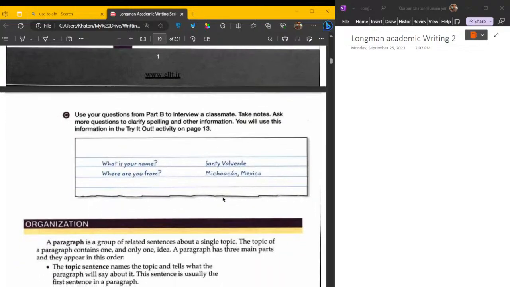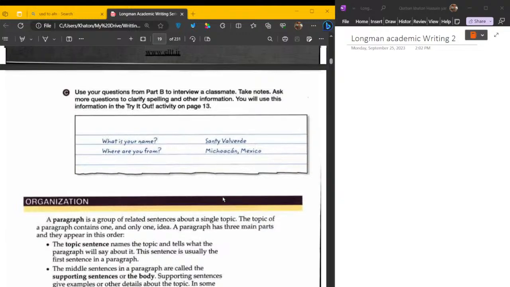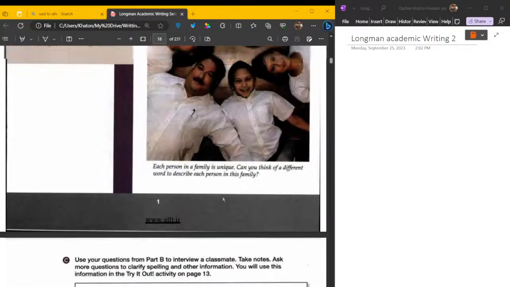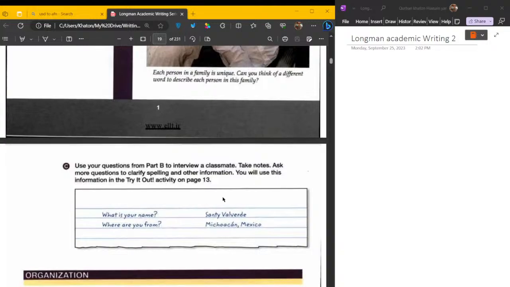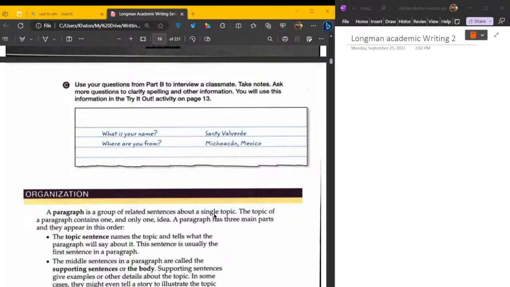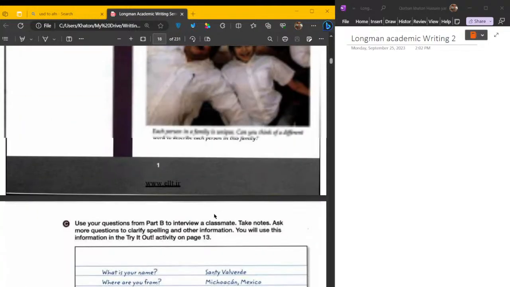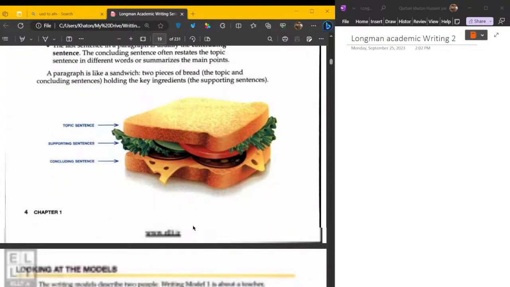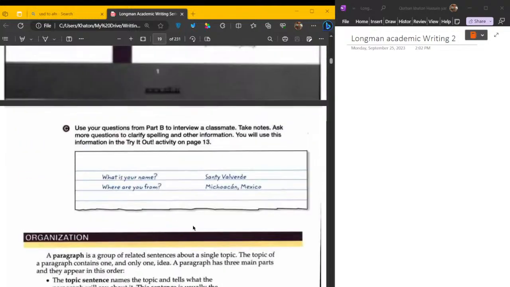Use your questions from part B to interview a classmate, to take notes, and ask some questions to clarify. Okay, where is our part B, fourth? I think one page is lost here. Yes, this is one. Second and third do not exist at all. And then we have come to four. I just got to know the book, so let us go on without those two now.